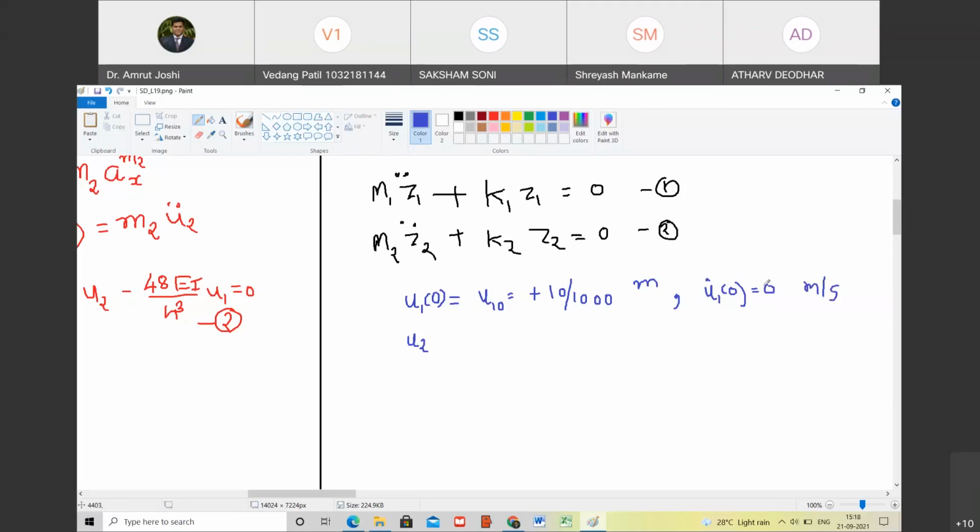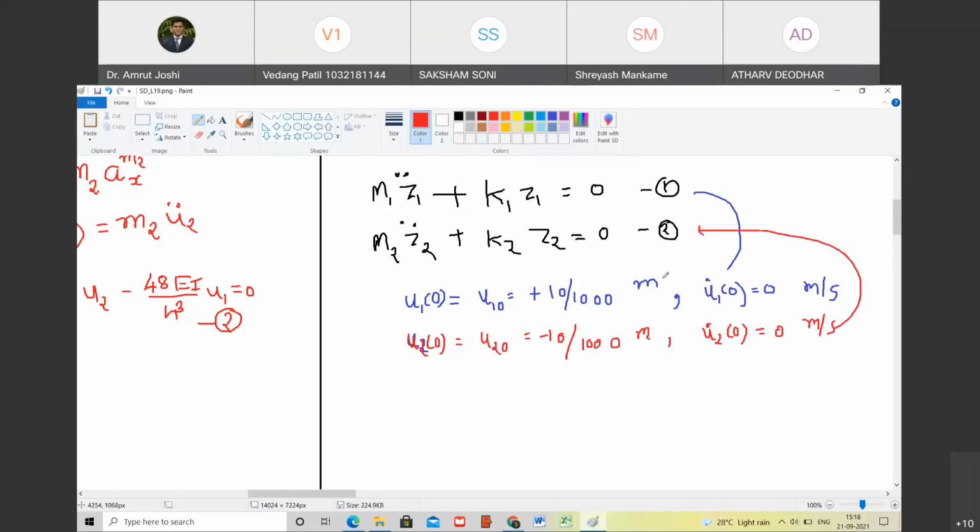This is the boundary condition for solving the first equation, and the boundary condition for solving the second equation is U2 of 0 is equal to minus 10 upon 1000 meter. Happy? Yes, sir. And U2 dot of 0 is 0 meter per second. This is the boundary condition that we are going to use to solve the second equation.